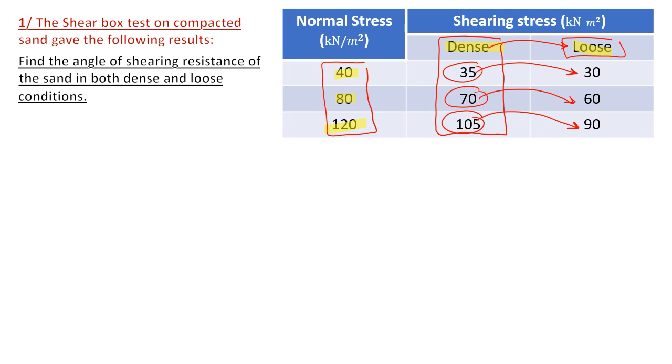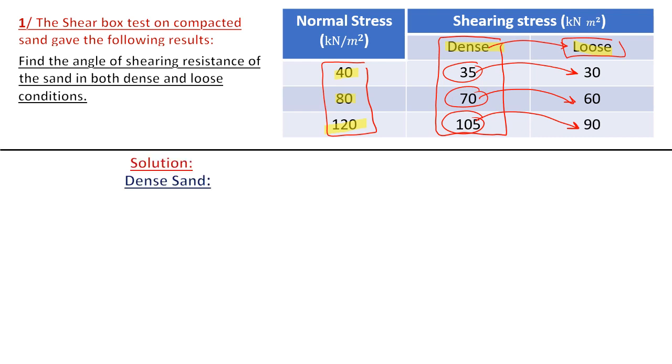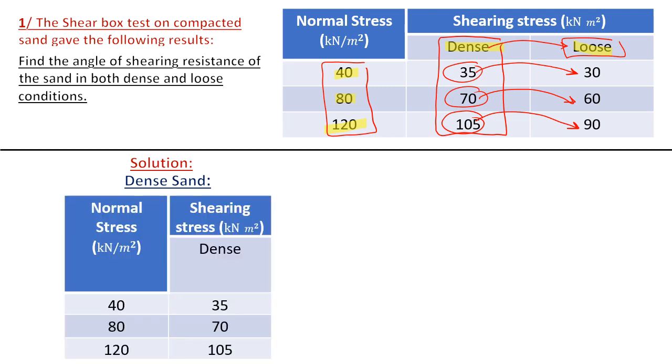So all we have to do is to plot the Mohr-Coulomb failure envelope in order to be able to measure the value of C and phi. For the case of dense sand, these values of sigma n and tau maximum obtained in the test, 40 and 35, will be our first point. 80 and 70, this is the second point. 120 and 105, and this is the third and last point. You have done the test 3 times.